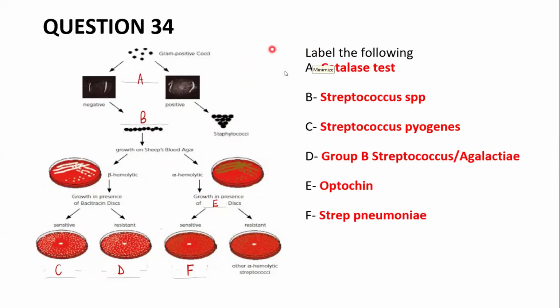But Enterococcus group can be alpha or gamma. Is Enterococcus alpha or gamma, or is it no hemolysis? Gamma, no hemolysis, yes.